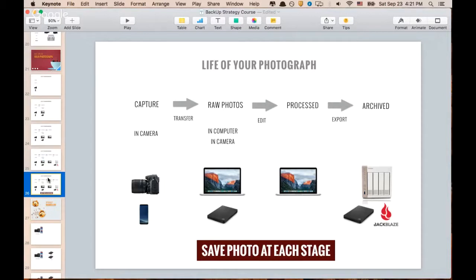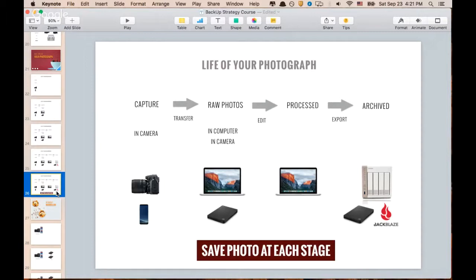Our goal is to save the photograph at each of these stages. And to do that, there are several different aspects to keep in mind. And that's what we'll talk about in our next discussion. As we're closing this section, why is it important to save your photograph in each of these stages?